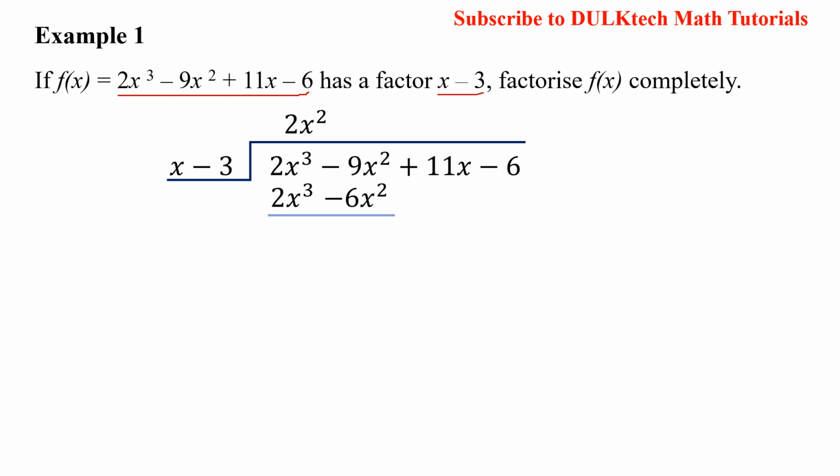We are now subtracting them. So if we subtract 2x to the 3 from 2x to the 3, we get 0. If we subtract minus 6x squared from minus 9x squared, we get minus 3x squared, and we write it here. Right, then from there we are now dropping the term that is soon after the aligned terms.